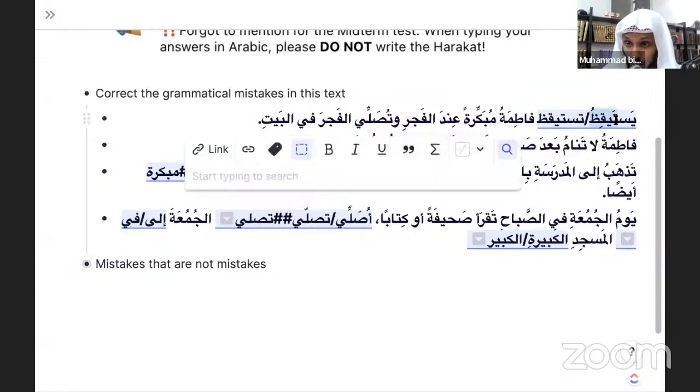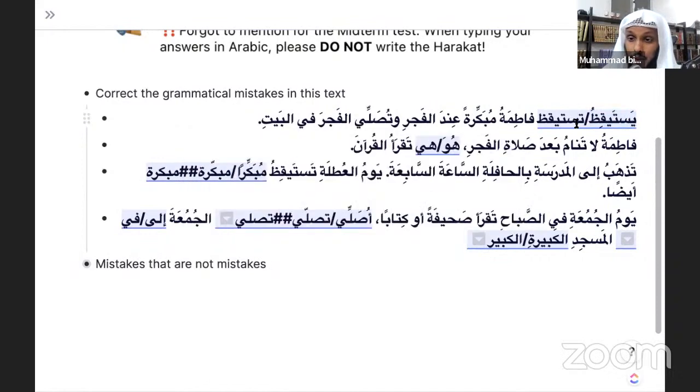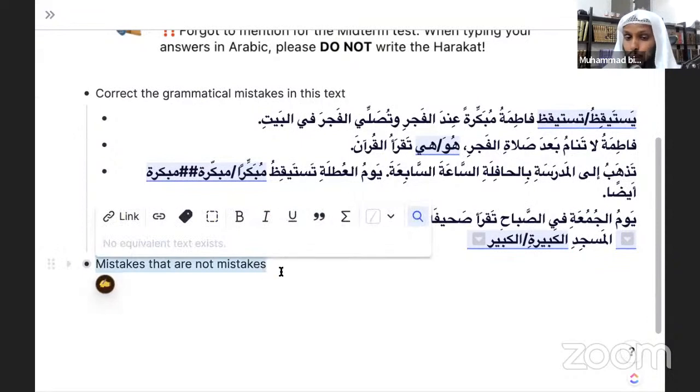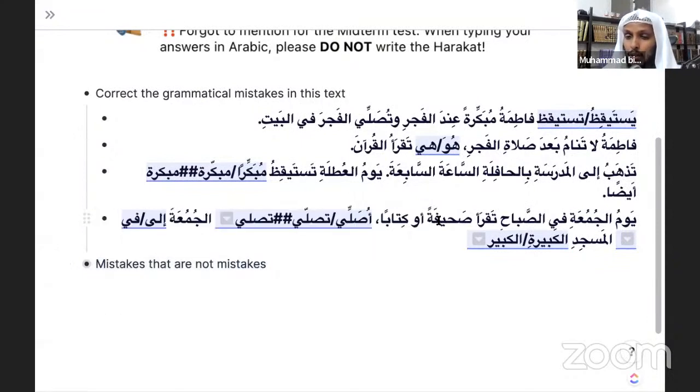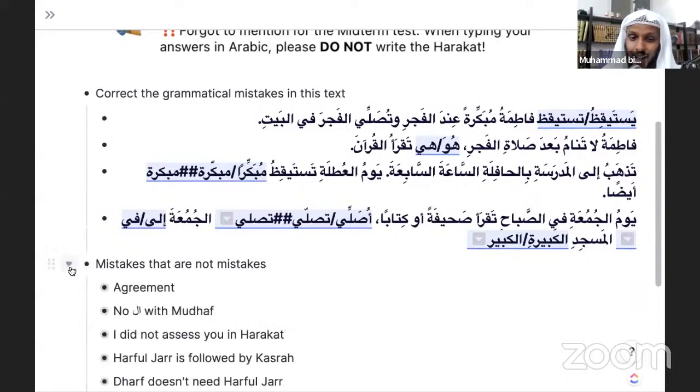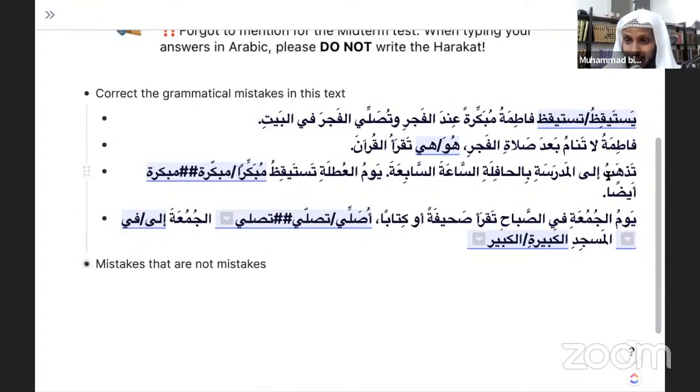طيب, so the first question, the first mistake was يستيقظ فاطمة مبكرة. So obviously the first is the mistake and this is the correction. Okay, so the text said يستيقظ فاطمة مبكرة عند الفجر. So يستيقظ, it's wrong. It's meant to be تستيقظ. And there are some mistakes that are not mistakes. In other words, there are places where students said, this is wrong, Ustad, when it actually wasn't wrong. Okay, I'll talk about them at the end.